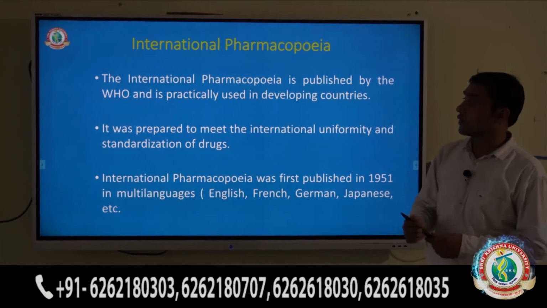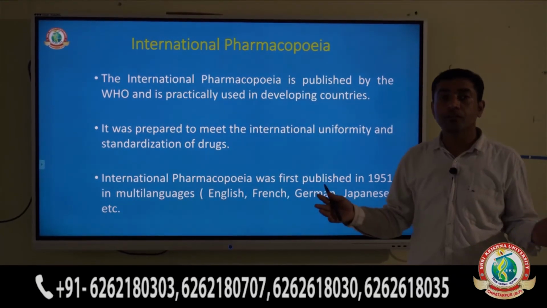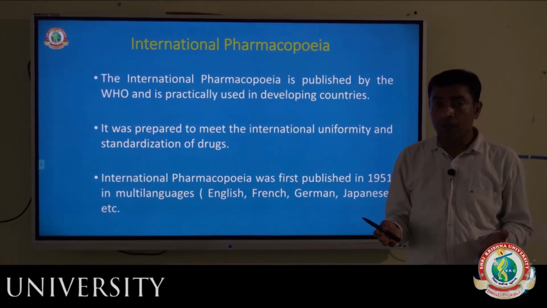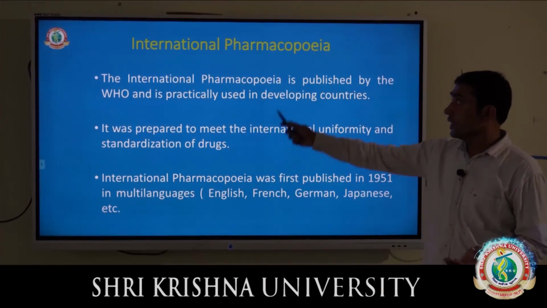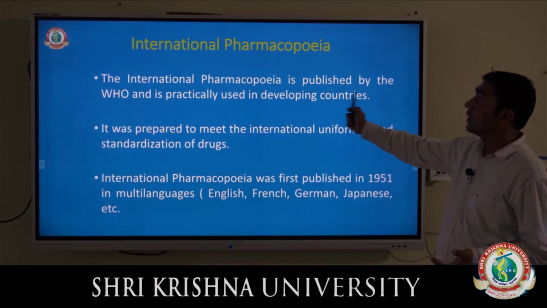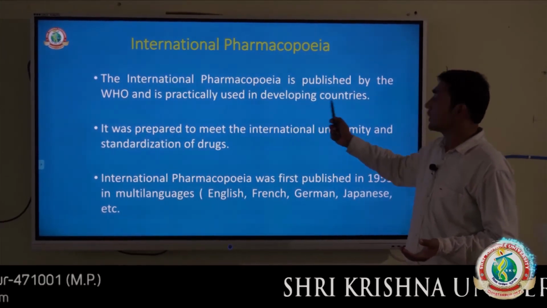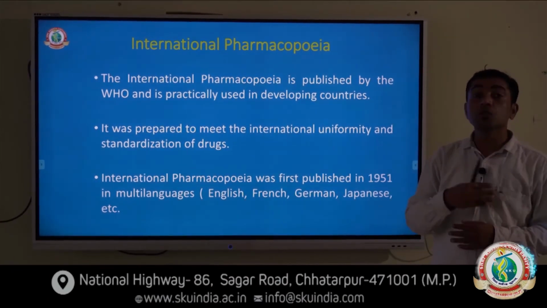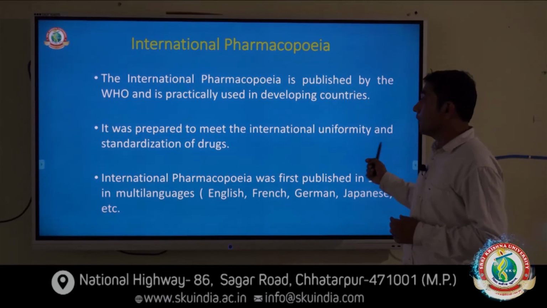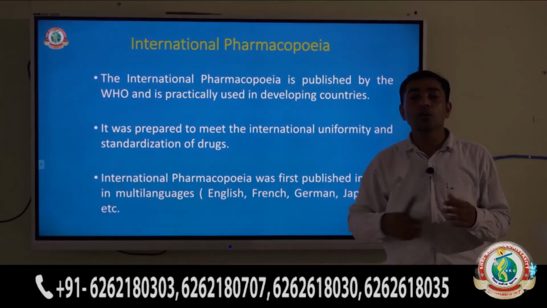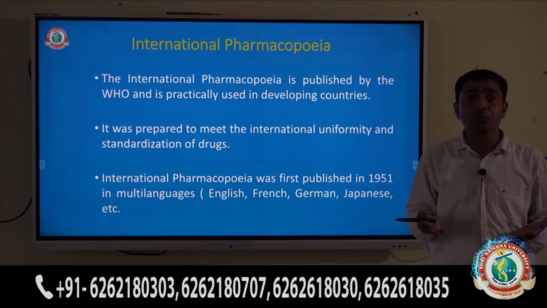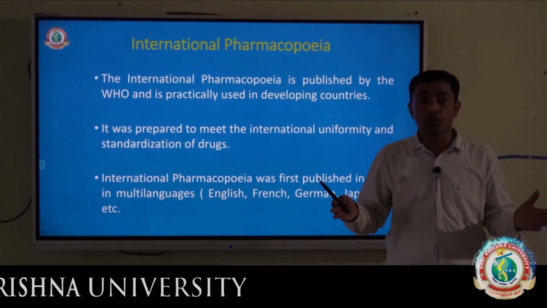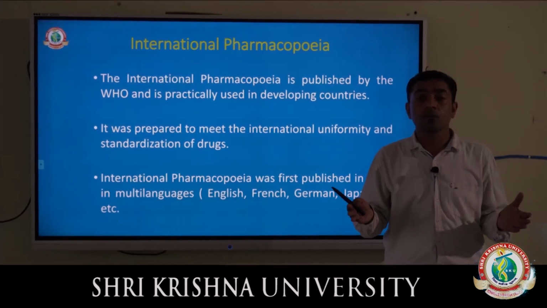International Pharmacopoeia, as I told earlier, is valid for the whole world, and it is supported by the WHO, World Health Organization. The International Pharmacopoeia is published by the WHO and is practically used in developing countries. It was prepared to meet the international uniformity and standardizing of drugs. As I told earlier, we prepare the National Pharmacopoeia for the uniformity in the whole nation for the different dosage forms of a particular drug.